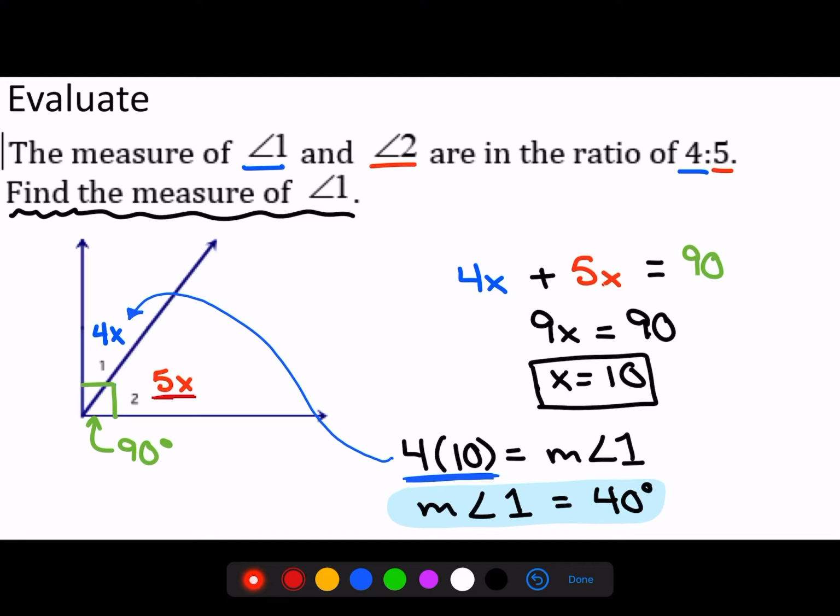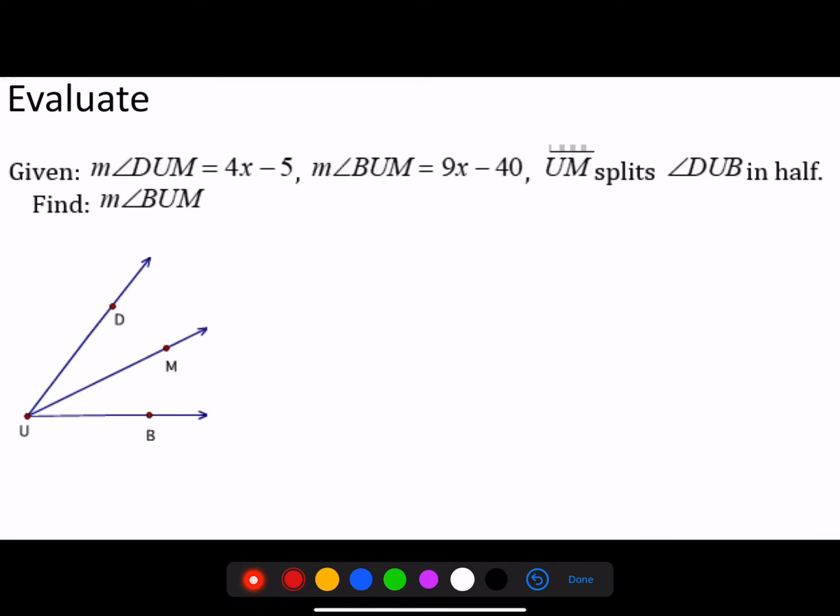All right. Continuing on, our last problem of the day. Given the measure of angle DUM is equal to 4x minus 5. So DUM is equal to 4x minus 5. I can write that down here. 4x minus 5. The measure of angle BUM is equal to 9x minus 40. 9x minus 40 down here. And then we know UM splits angle DUB in half.